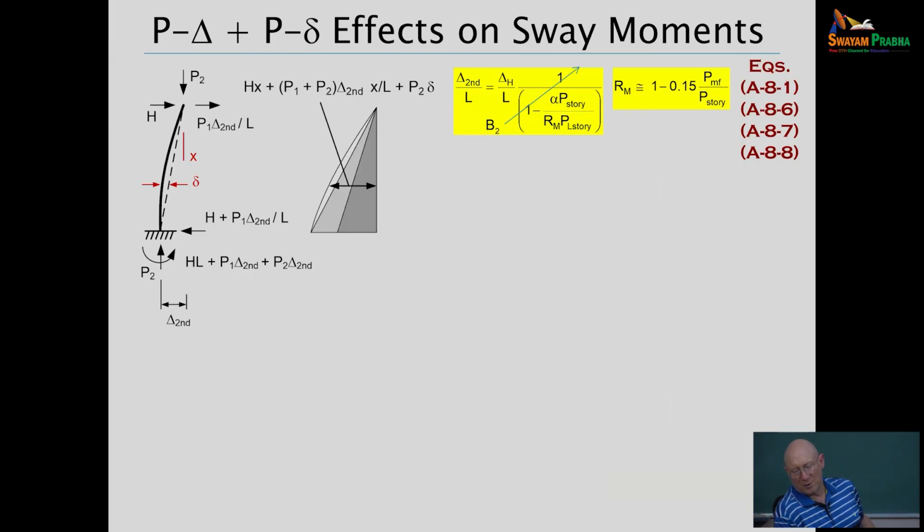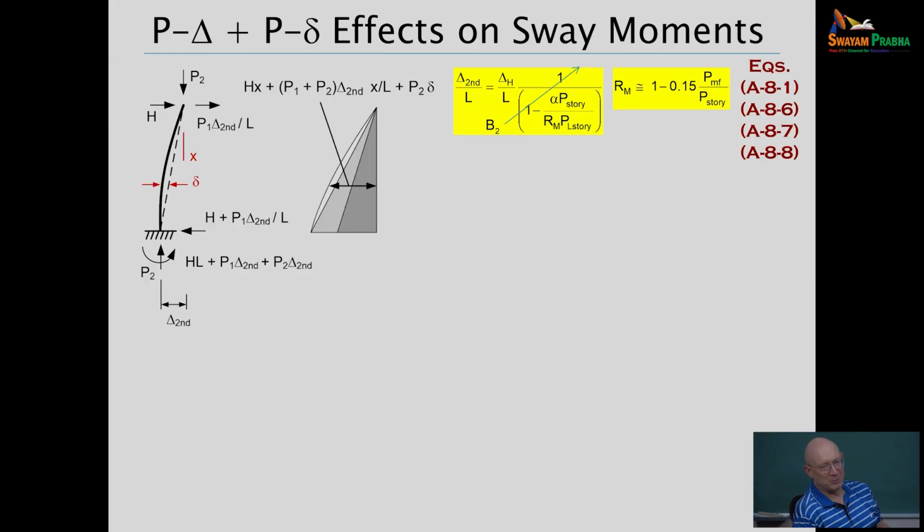And so this term that I'm writing here as 1 over 1 minus alpha P story divided by RM times PL story, that's basically what AISC refers to as B2, the side sway amplifier. Question? So P story and PL story, can it be the same, the vertical load and the first order horizontal P? Okay, the P story and the PL story?